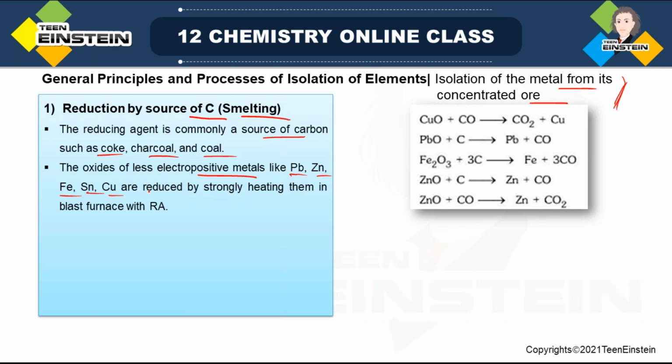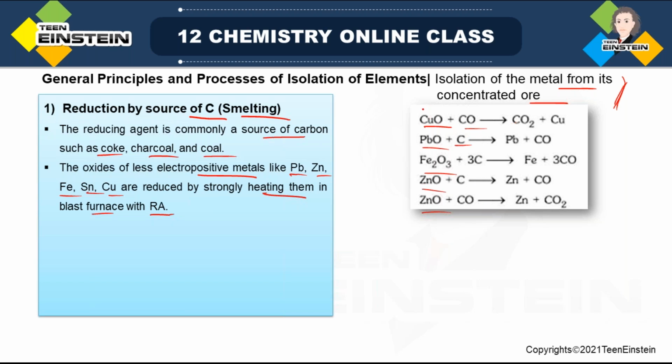When we are talking about reduction by source of carbon, basically the metals that are used under this process are less electropositive, so they are not from S block. By strongly heating them in blast furnace. So blast furnace, it is such an arrangement where very high temperature we can achieve, and it is done with reducing agent. So see here we have some examples: copper oxide, PbO, iron oxide, zinc oxide. So all these are oxides of these metals, and here we are using reducing agent, either carbon or carbon monoxide.